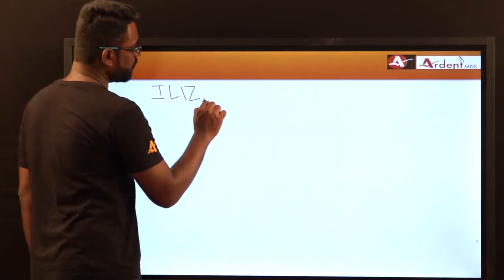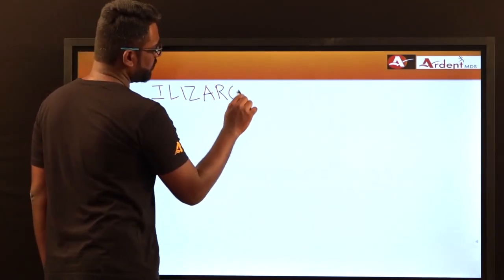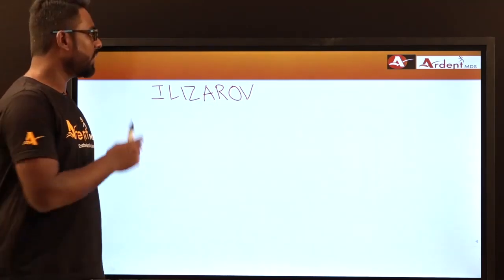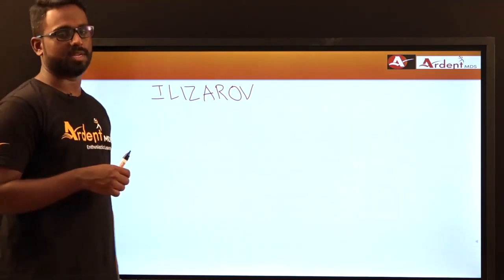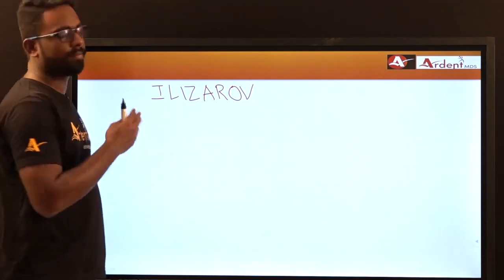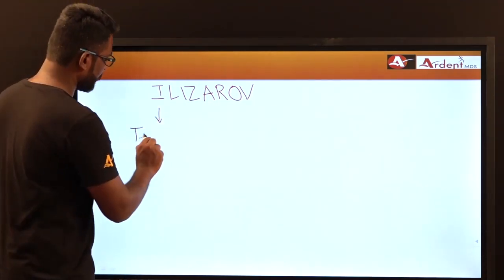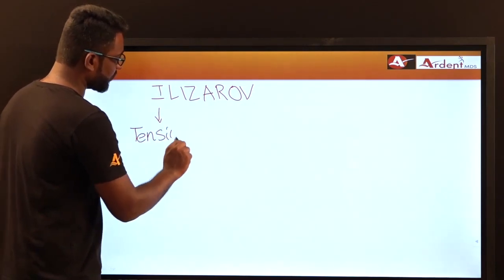There is a person named Ilizarov who studied distraction osteogenesis on long bones like femur and tibia, and he is known as the father of distraction osteogenesis. So what is the mechanism of distraction osteogenesis? It is mainly based on the tension stress effect.